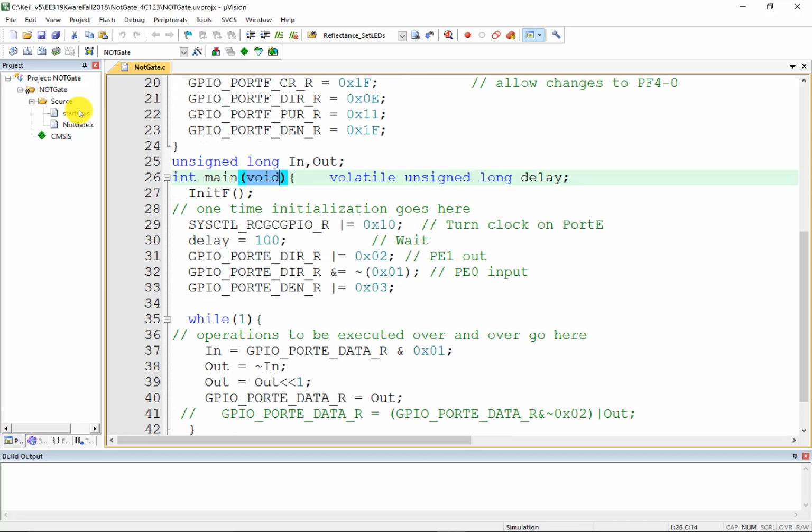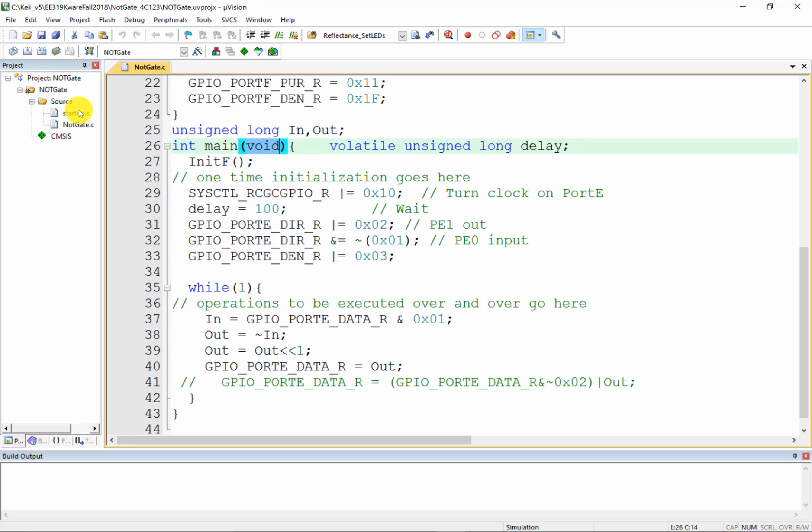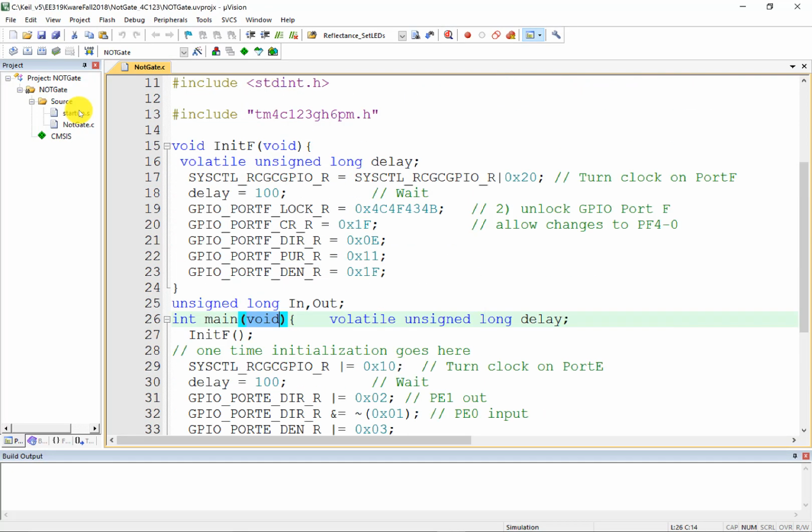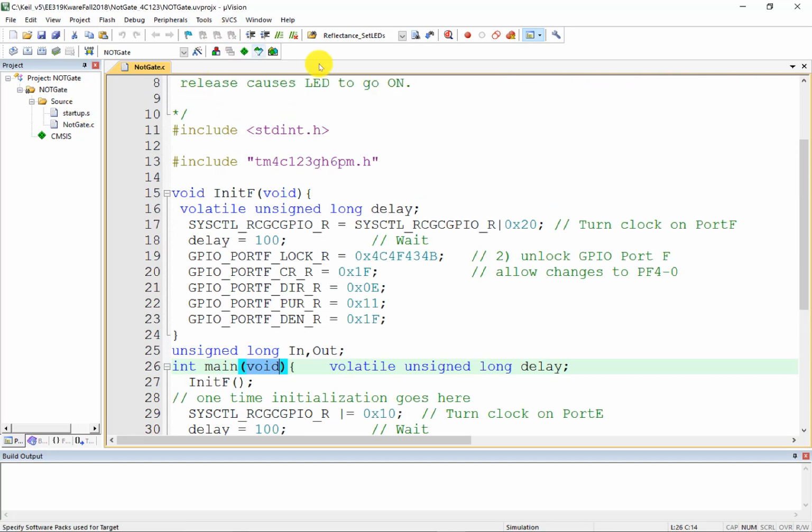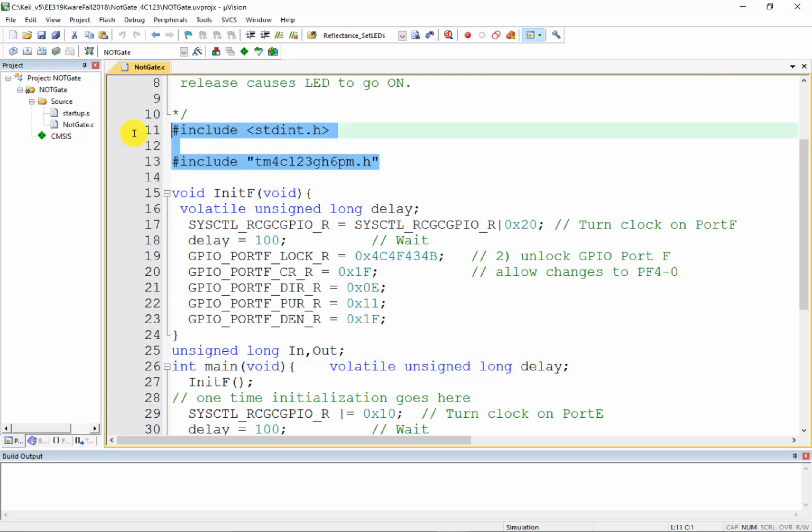All right. So, as you know, what's the next part? In C we'll have a bunch of includes.